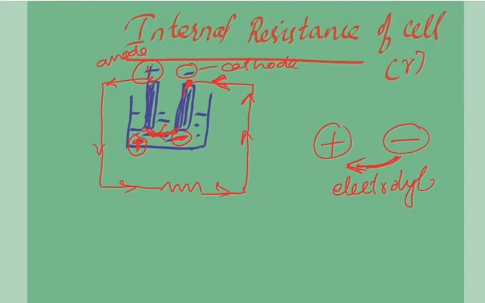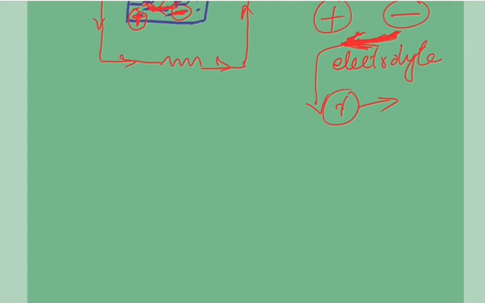So this electrolyte will offer a resistance for the flow of this current. Electrolyte is a conductor, and that conductor will offer a resistance for the flow of current inside the cell, and that resistance is known as internal resistance, which is represented using small letter r. So you can define internal resistance as the resistance offered by the electrolyte inside the cell to the flow of current. Okay, so how will you define internal resistance?